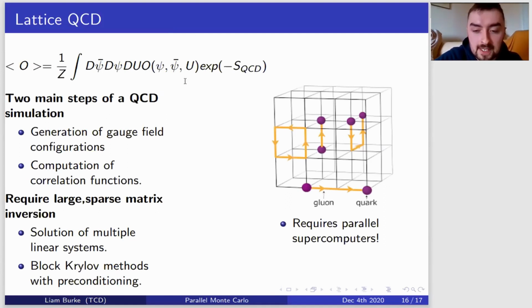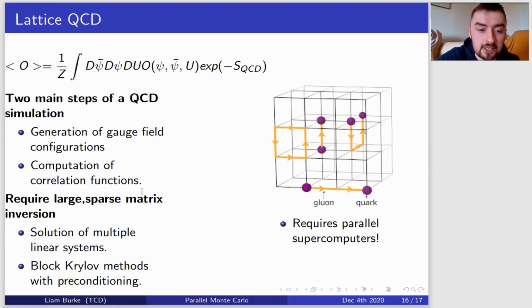This works very much the same way as what I was talking about in the context of the Ising model, except now we want to evaluate this integral by taking samples of different possible configurations of quark and gluon dynamics. There are two main steps in these types of simulations. The first is the generation of these configurations of quarks and gluons. The second is the computation of correlation functions, which give us the properties that we're interested in the model.